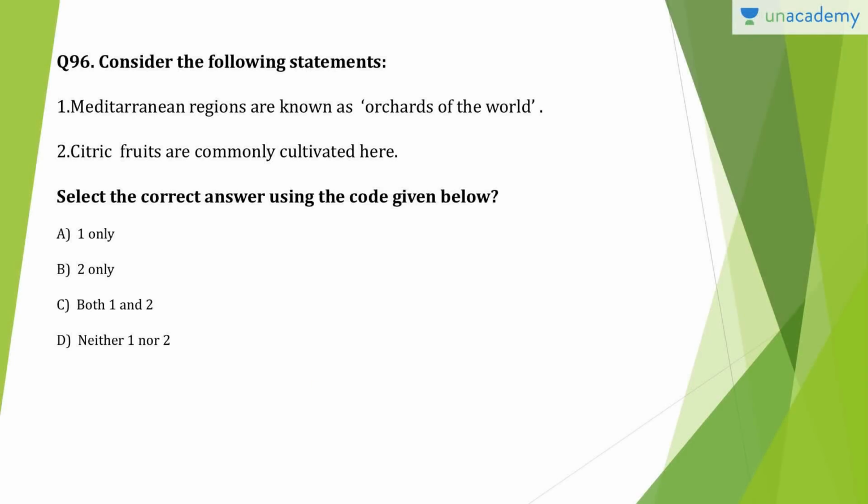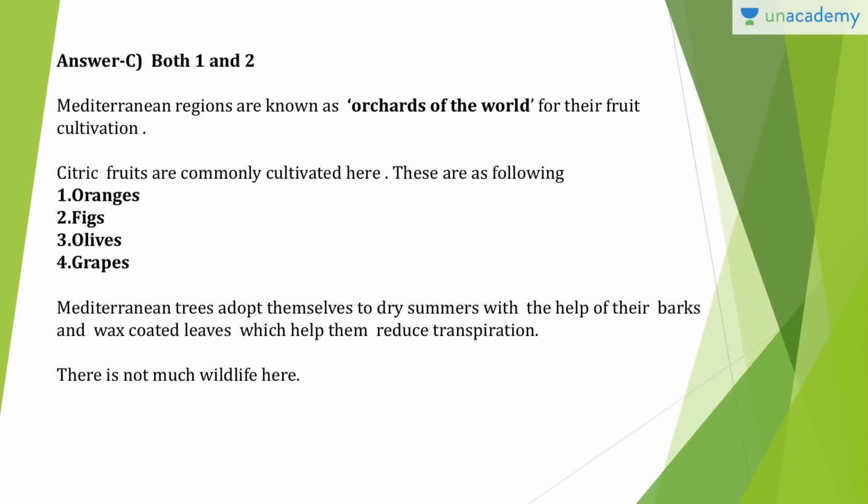Question number 96. Mediterranean region are known as the orchards of the world. Yes, that is correct. Citrus fruits are commonly cultivated here, so that is also correct. So answer here becomes C, that is both 1 and 2. Mediterranean regions are known as the orchards of the world for their fruit cultivation, and citrus fruits are very commonly cultivated here, and these are as following. For example, oranges, you have figs, then you have olives, then you have grapes. So all these are the different types of fruits which are commonly cultivated here.